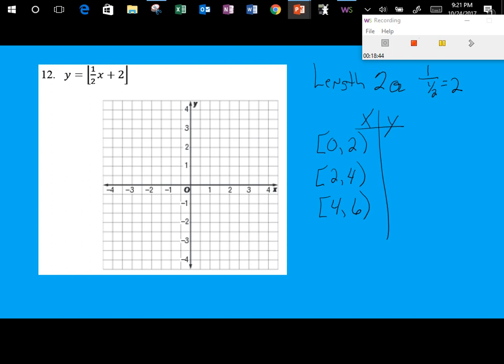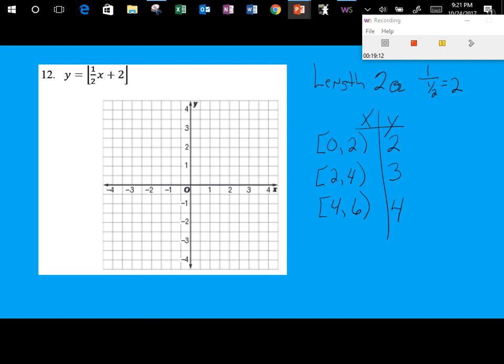To get your y values, plug in your bracketed number. So 1/2 of 0 is 0, plus 2 is 2. Go down to the next one. 1/2 of 2 is 1, plus 2 is 3. 1/2 of 4 is 2, plus 2 is 4. Now, since there's no number out front, there's not going to be a vertical stretch. So you should see a 2, a 3, a 4, a 5, a 1, a 2, you should see all those.